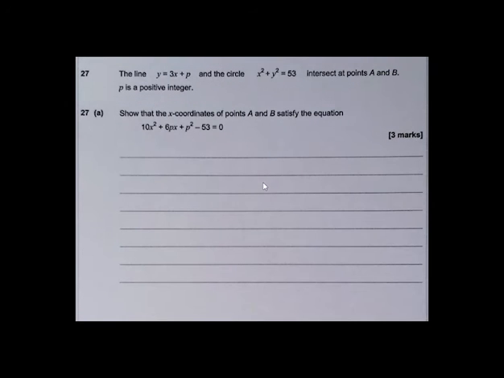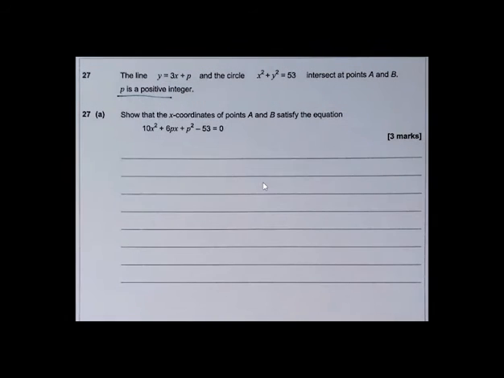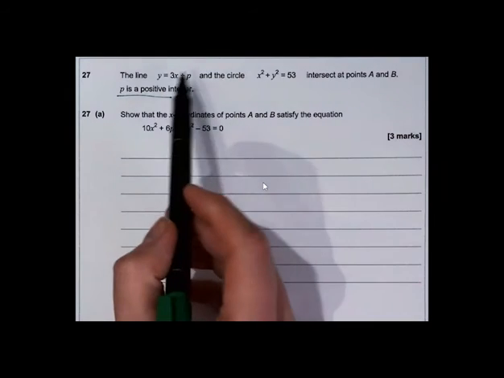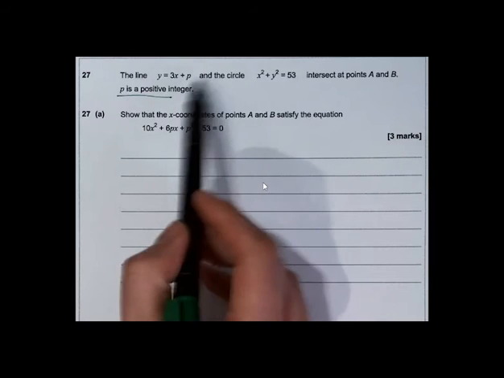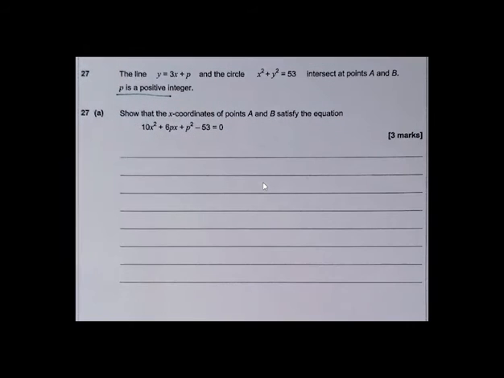The line y equals 3x plus p and the circle x squared plus y squared equals 53 intersect at points A and B, and they mentioned that p is a positive integer, and we need to show that the x coordinates of the points A and B satisfy this equation. Now, since these two equations intersect, it means we can use simultaneous equations. And in this case, we can use the substitution method.